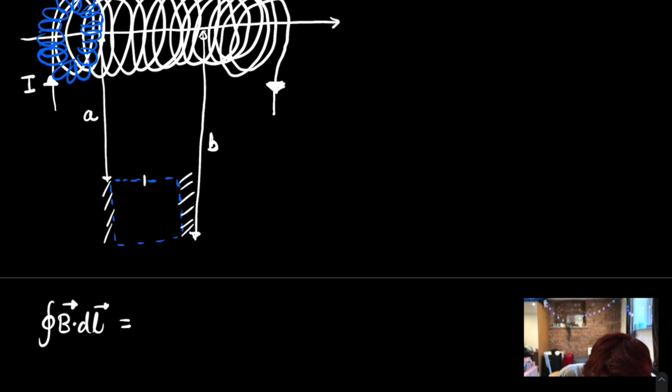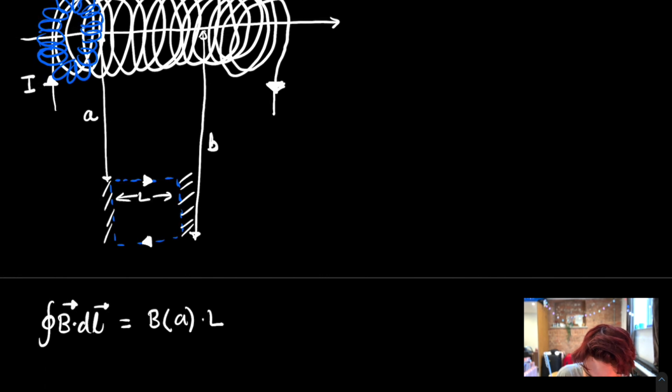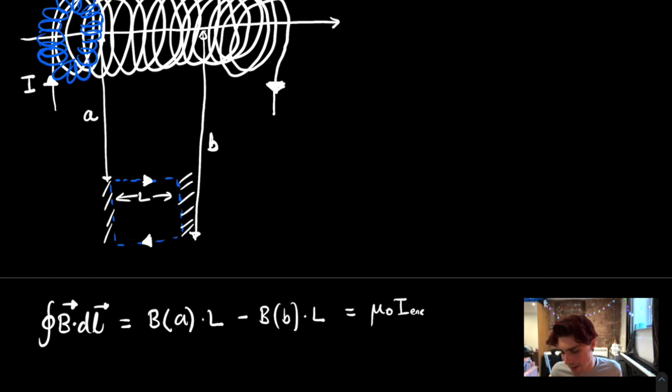So what are we going to get? Well, if we're going around in this direction, then this is going to be the magnetic field times our length, which let's just call L, of our Amperian loop. So this is going to be the magnetic field evaluated at point A right here times the length. But since we're going around a loop, this is actually going to be subtracted from this side right here. So this is going to be minus the magnetic field evaluated at radial coordinate B, again, times the length right here. And this is equal to mu naught times I enclosed right there.